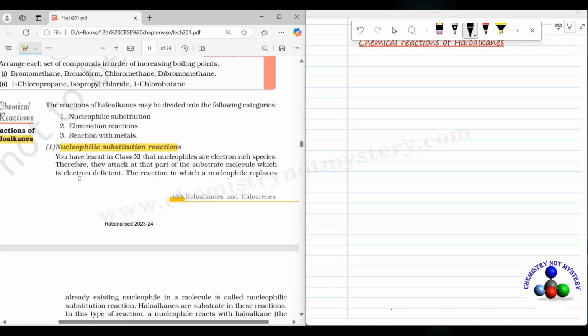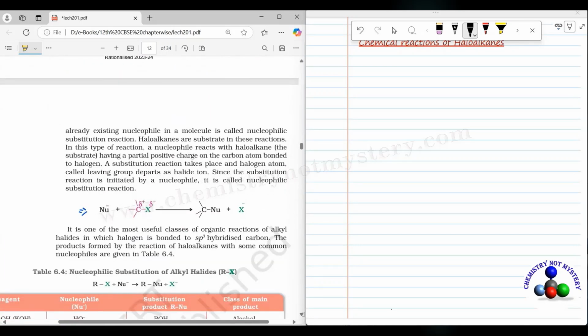You have learned in class 11th that nucleophiles are electron-rich species. Therefore, they attack at the part of the substrate molecule which is electron deficient. The reaction in which a nucleophile replaces an already existing nucleophile in a molecule is called nucleophilic substitution reaction. Haloalkanes are substrate in these reactions.